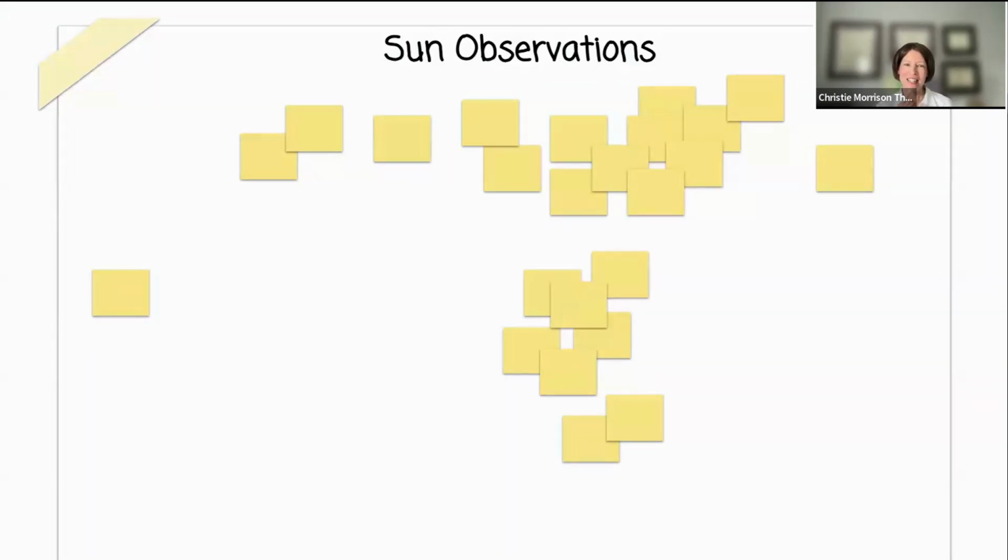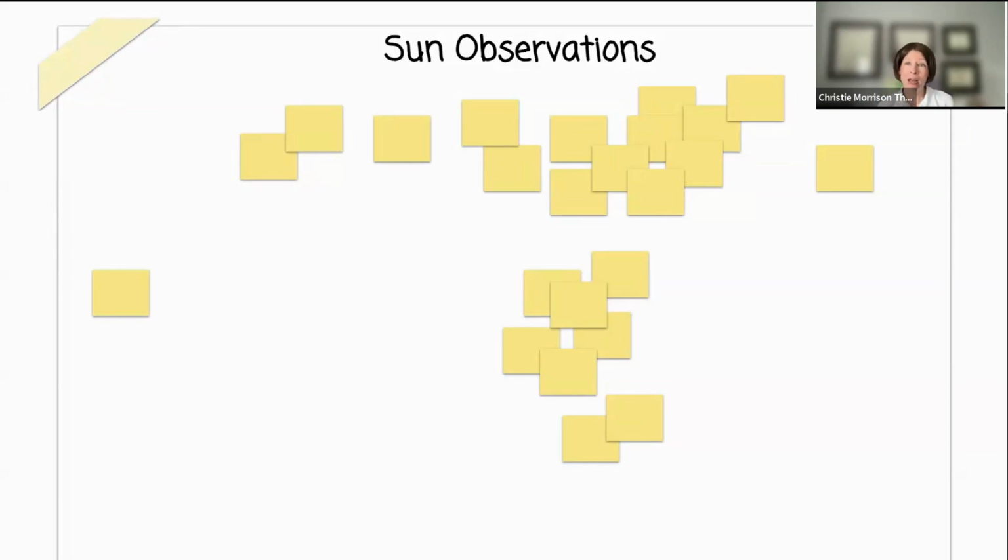We notice that our sticky notes are all over, and we discuss how this doesn't make sense because we all observed and pointed to the sun in the same location. We realize that right now we can't use these recorded observations to decide where the sun is in the sky today. So we brainstorm ideas for what we could add to our sun observations chart to help us show the location where we notice the sun in the sky.